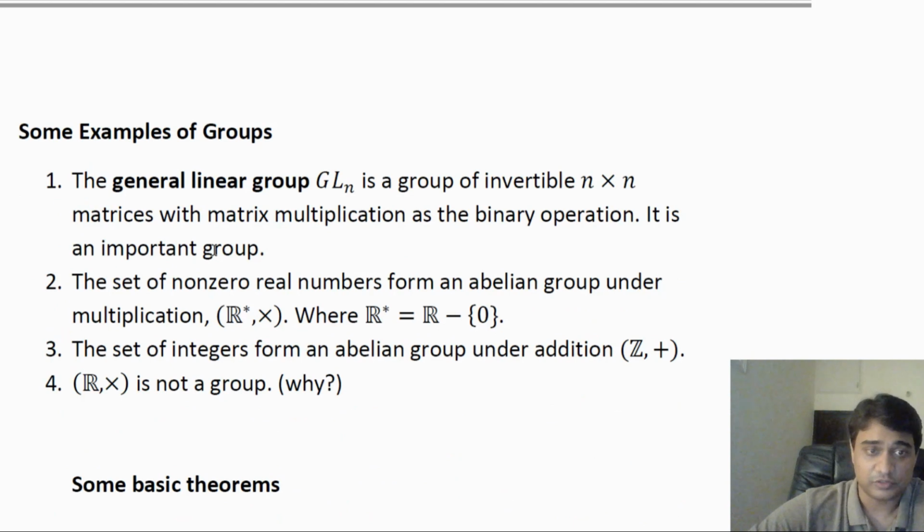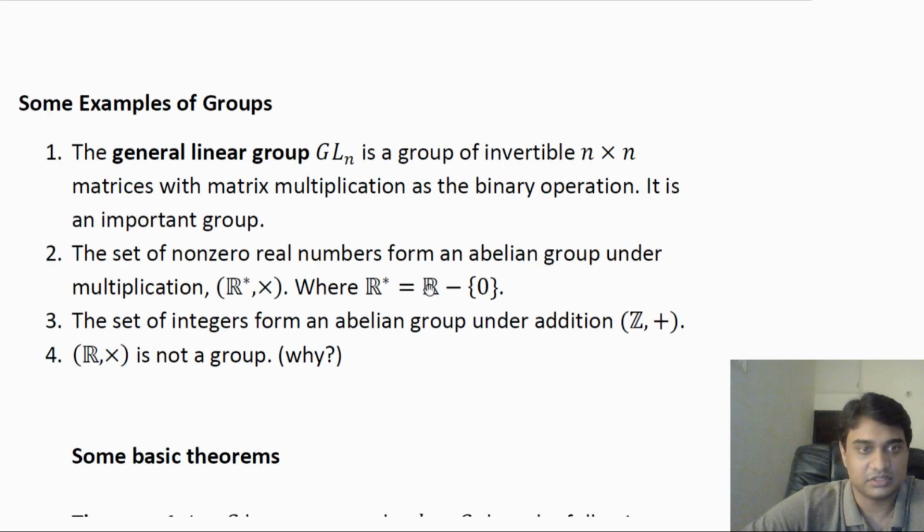First, I will start with an important example of groups in group theory, which is the general linear group GLn, the group of invertible n by n matrices, where matrix multiplication is the binary operation of the group. So the group of n by n invertible matrices with matrix multiplication as the binary operation is called the general linear group GLn. It is an important group, and we can verify it is a group, right?